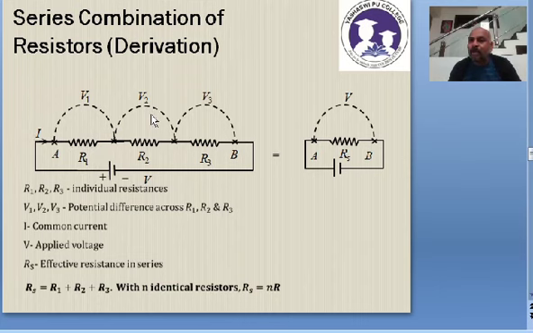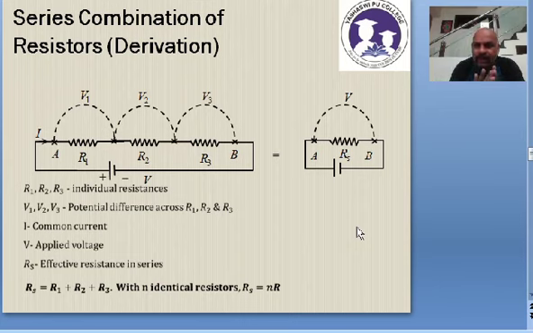I R2 according to Ohm's law. V3 is equal to I R3. So I repeat again, please listen students. A number of resistors are said to be connected in series if they are connected end to end such that the same current flows through all the resistors.